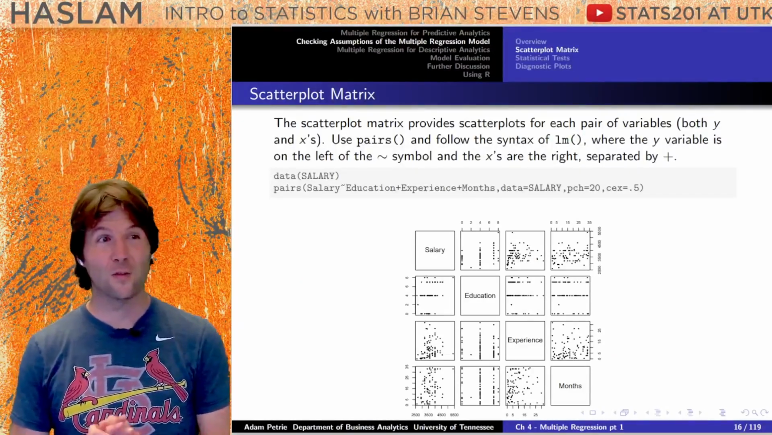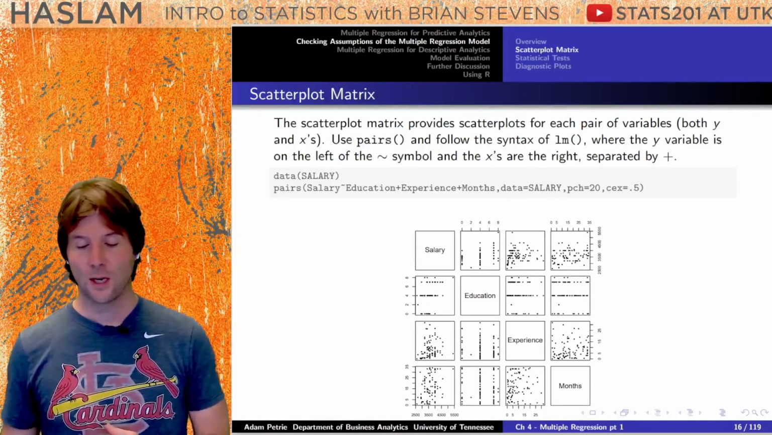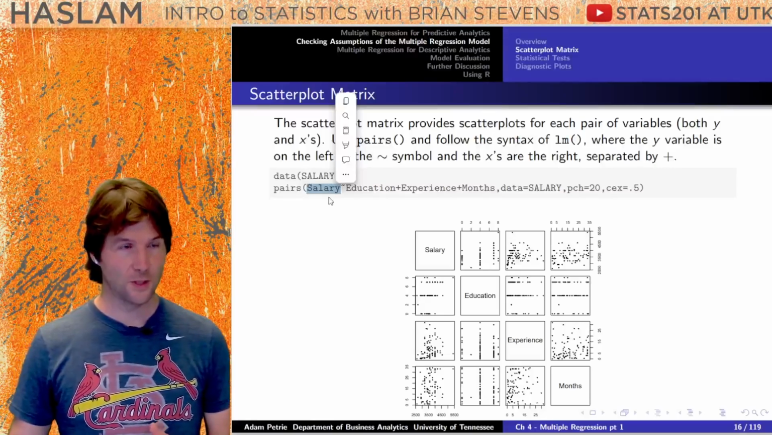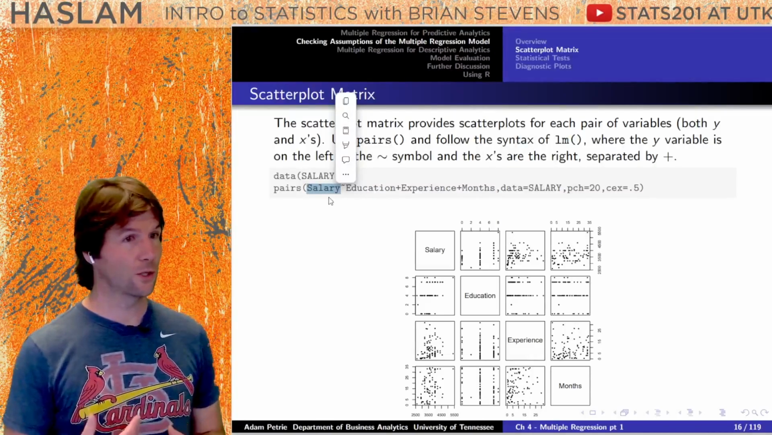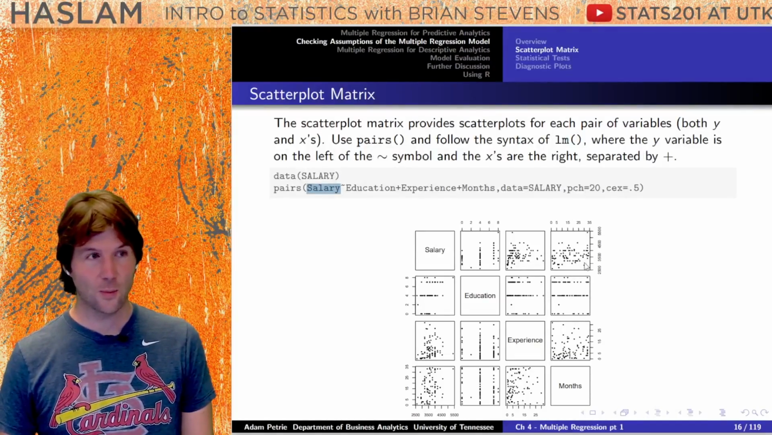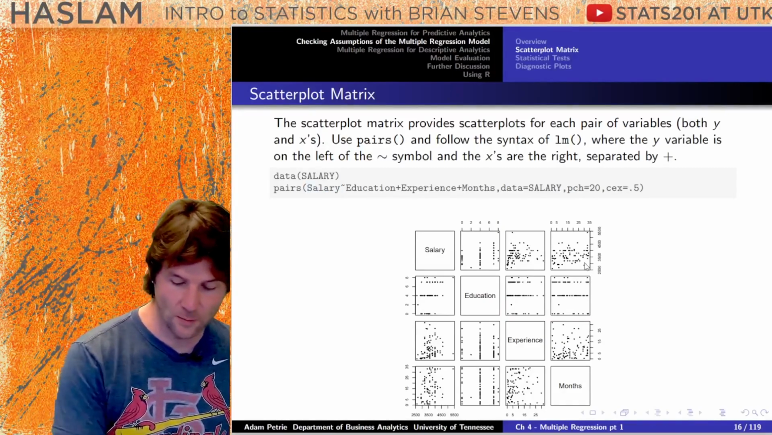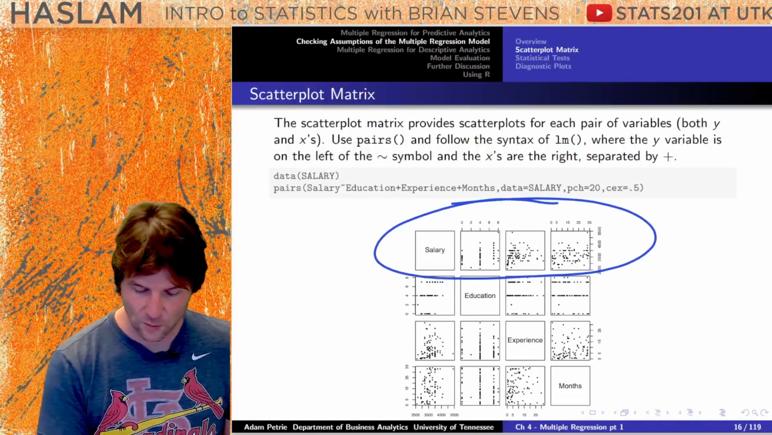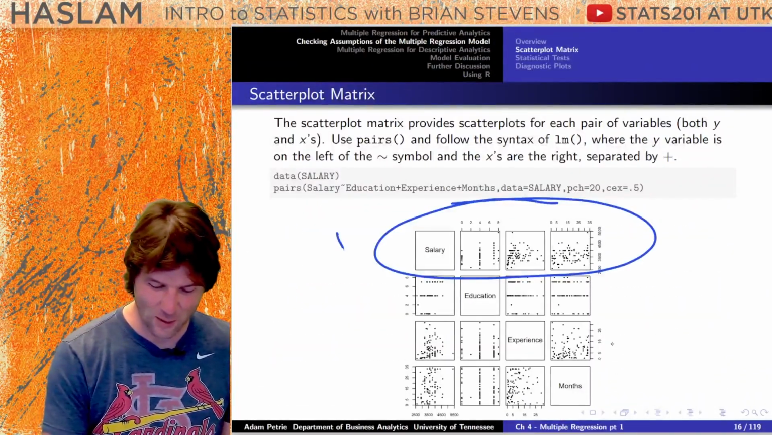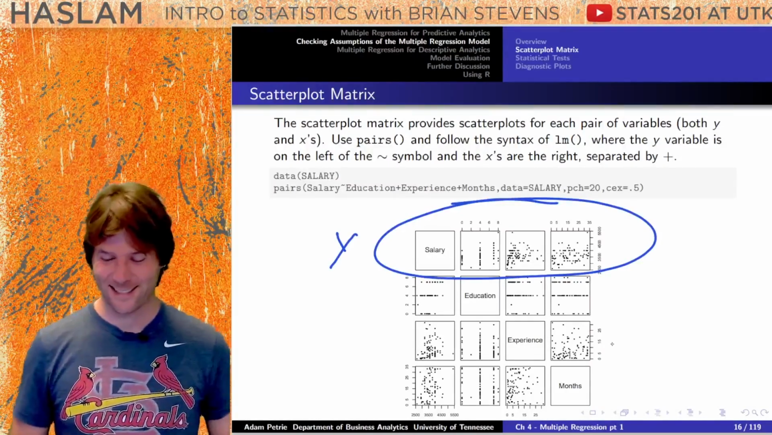We have the pairs function, and the pairs function gives you a scatter plot matrix. Now, what you usually want to look at right here is the y variable of interest, salary, which is the thing we want to understand, and its relationship with each of the x's, which would be this top row across here. Because the top row has the y variable on the y-axis right here, and each of the x's is going to be on the x-axis down below.